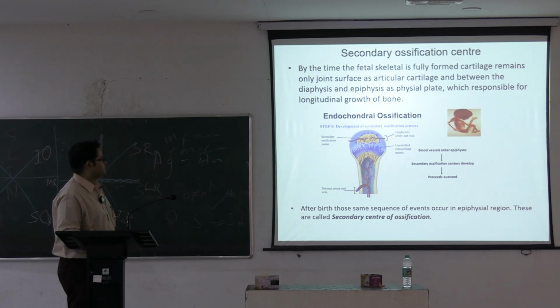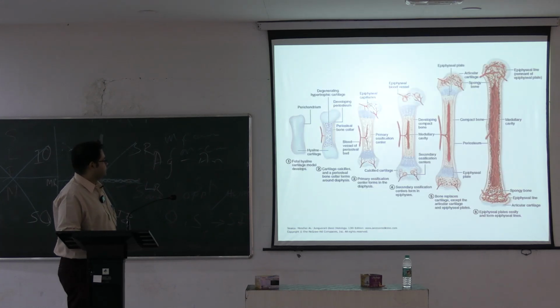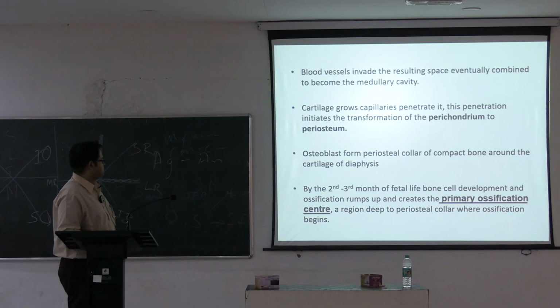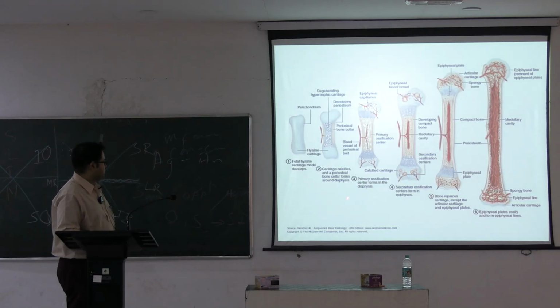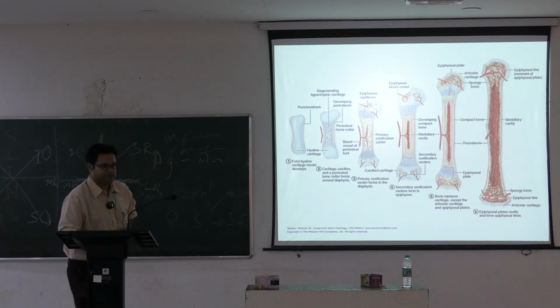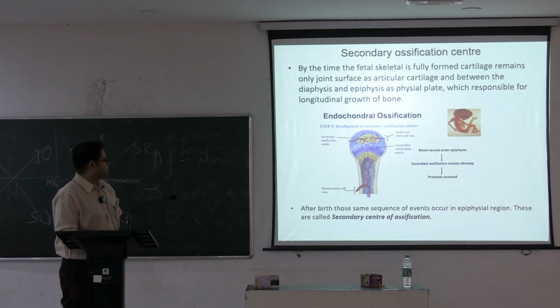Now a short note on the secondary ossification center. Right now what we saw was the primary ossification center here. By the second and third month of fetal life, the bone cell development and ossification increase, so it forms the primary ossification center that we saw here. What would happen if there was no secondary ossification center? The primary ossification center is found in fetal life, so this is completed by the time a baby is born or within the first few months of the neonate's life. What we see here is the secondary ossification center. This part here is the secondary ossification center.